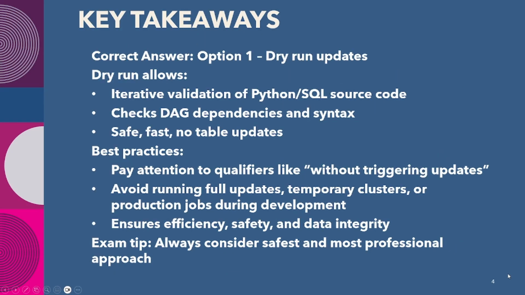So what does this really mean for you? The correct answer here is option 1, dry run updates. This allows you to iteratively validate your pipeline code without touching any tables. You can catch syntax errors, missing dependencies, or DAG misconfigurations before they ever reach a live environment. It's fast, safe, and exactly how Databricks expects a professional data engineer to approach pipeline validation.